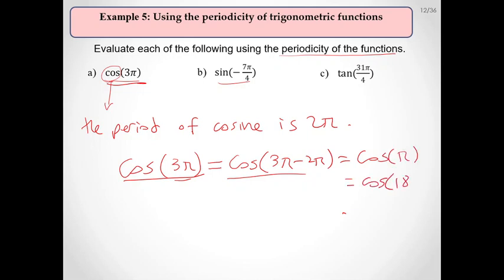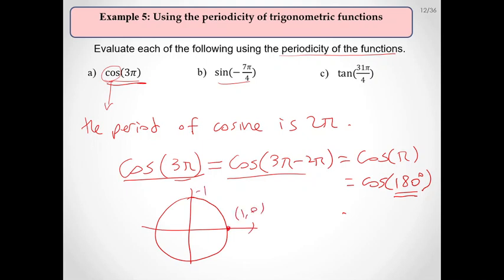Cosine pi means cosine 180 degrees. And what is cosine 180 degrees? For the multiples of 90, especially for cosine and sine, it's better to use the unit circle. It's 1, 0 here, and minus 1, 0 here; sorry, this is 0, 1 and this is 1, 0. Remember this is 180 degrees, so the corresponding point is this, and since it's the unit circle, cosine 180 is minus 1 and sine 180 is 0. So we have cosine 180 is minus 1.